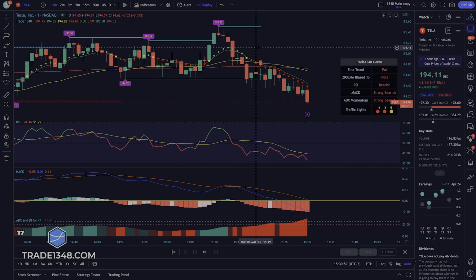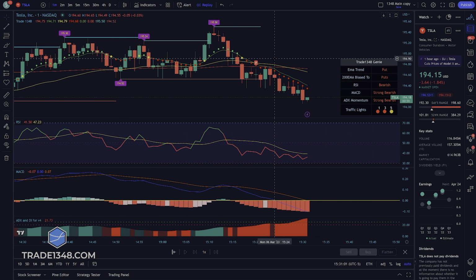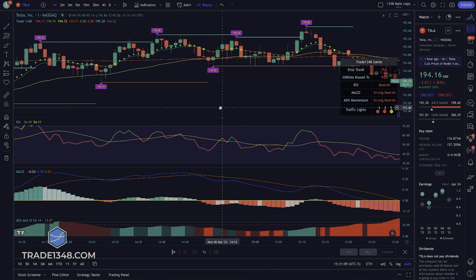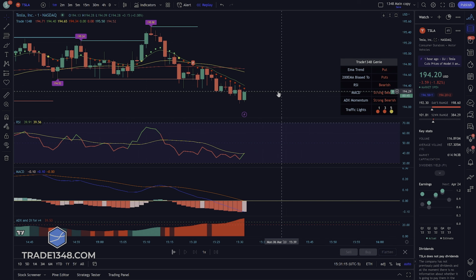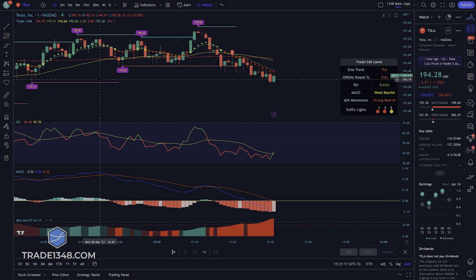Now, oh man, Tesla did not fail. Tesla has in fact brought me down to my target level, which is this level right here. And if you guys remember earlier in the video, I suggested that 194.11 was in fact my level. Tesla did not disappoint. This was your target. This is where you secure the bag, and this is where you close your trade.